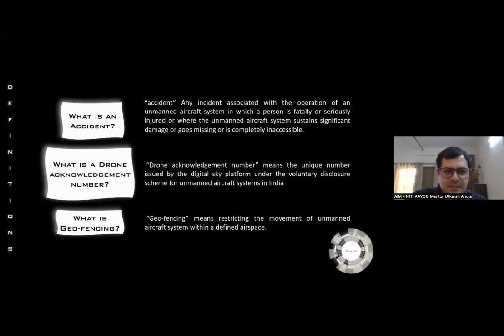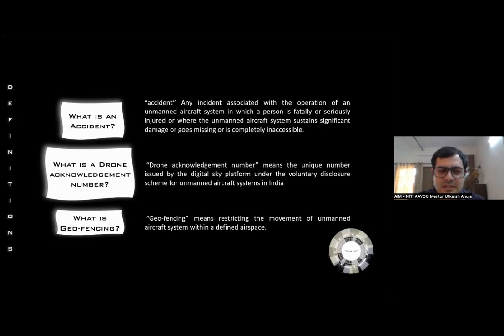By definitions, there are some things that are defined when you try to fly an aircraft or an unmanned aerial system, and these definitions must be known by every pilot and every student who is pursuing a career in drone development. So what is an accident? Any incident associated with the operation of an unmanned aircraft system in which a person is fatally or seriously injured, or where the unmanned aircraft system sustains significant damage or goes missing or is completely inaccessible, is called an accident. So these are basic definitions.